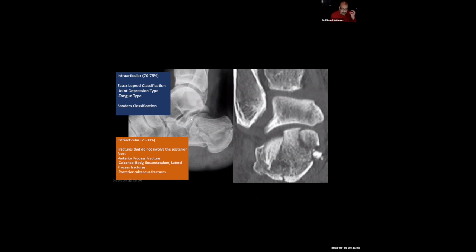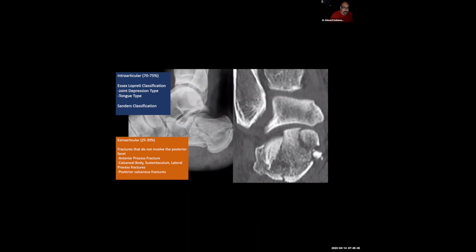And again, an important joint that confers or transmits 75% of the load of the body through the foot to the floor. Okay. Now, radiographically, there's the Essex-Lopresti classification. And by CT, there's a Sanders classification that we'll get into a bit. But the Essex-Lopresti divides these intra-articular calcaneal fractures into joint depression types and tongue types, and we'll understand that in a bit.